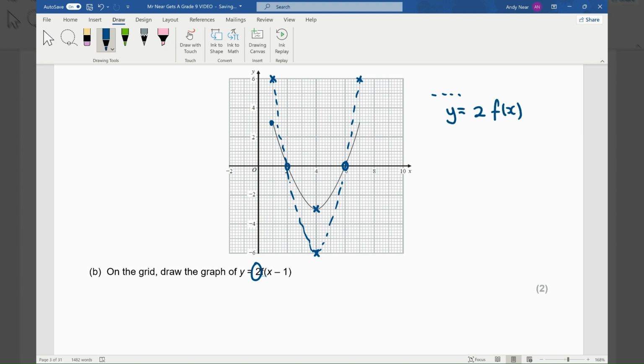Now, the minus 1 in here moves the graph 1 to the right. So this dotted graph that I have drawn moves 1 unit to the right. So it will end here. It will go through the axis here. Its minimum point will be here. It will go through the axis here. It will get to the top here. And then you need to draw this as accurately as you can as a nice smooth curve, which is going to look something like this.